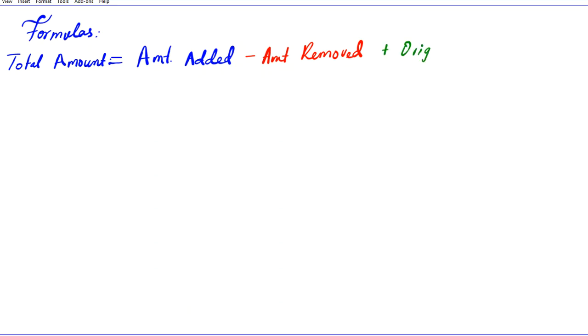Total amount, let's say you're given the rate functions. Total amount can be computed by the following expression. You need to know the amount added, the amount added minus the amount removed plus the original amount. The different AP exam questions have different formats. So this one has to do with the amount on display. That's what total amount means.